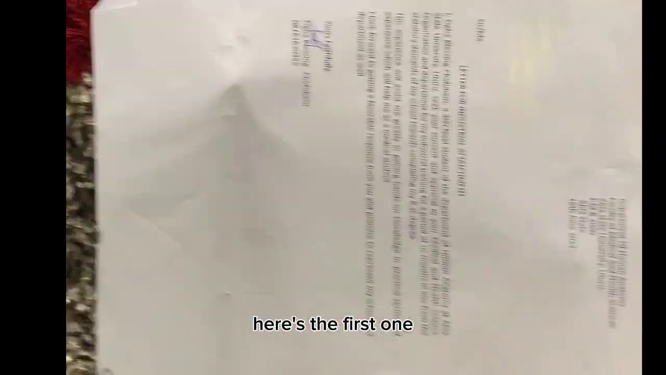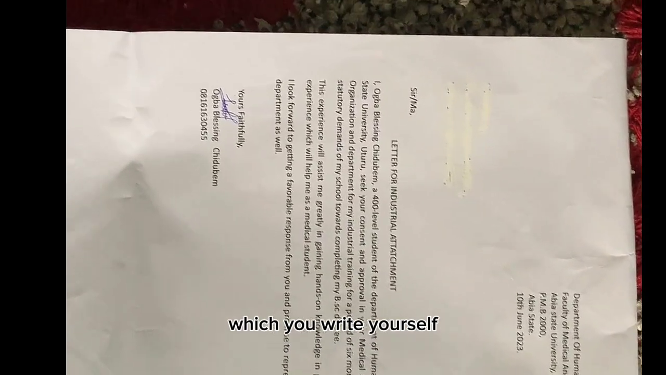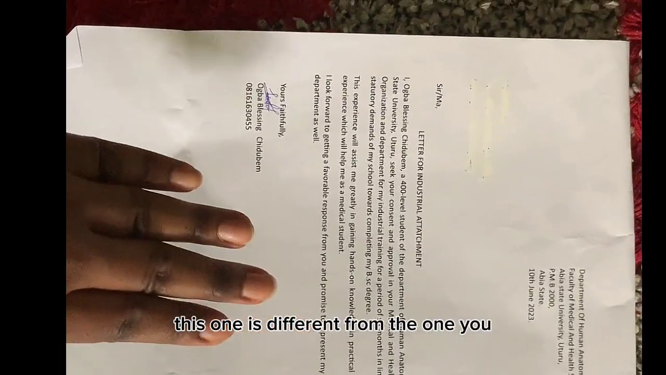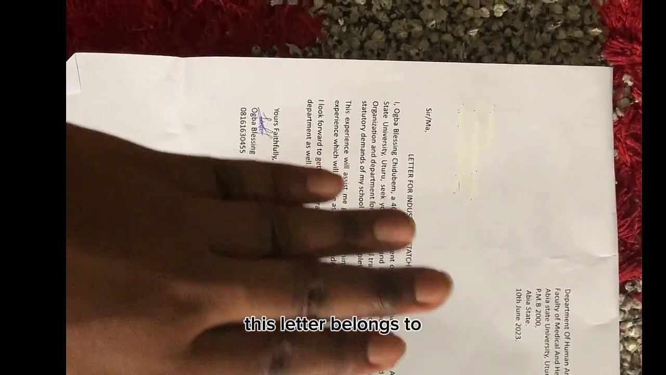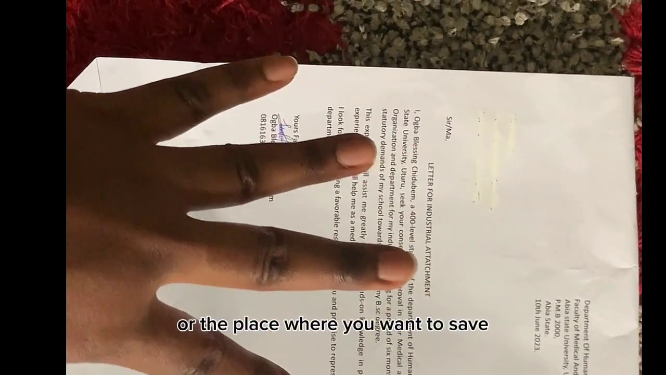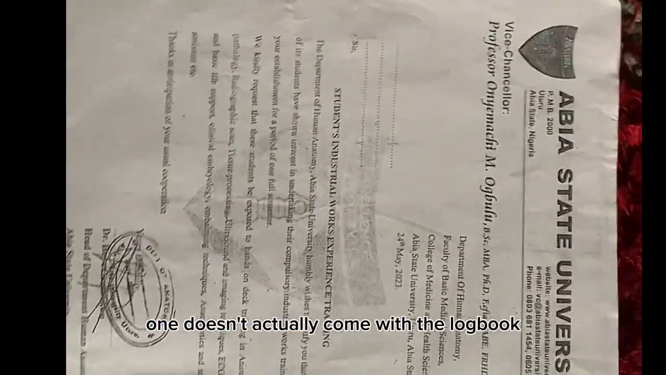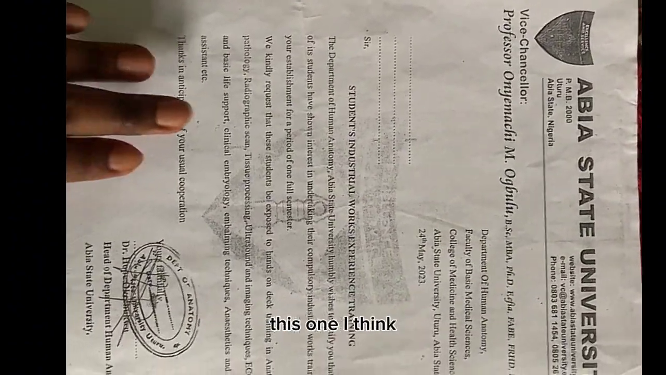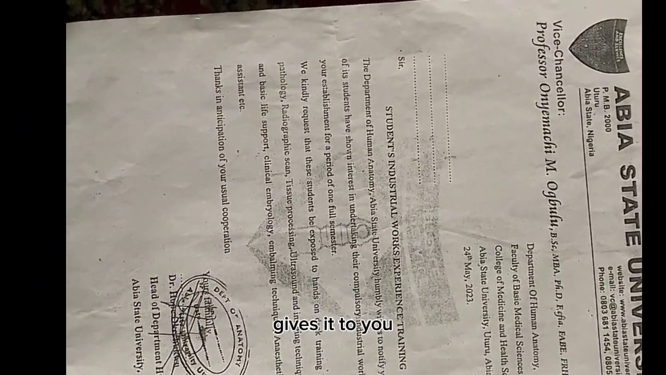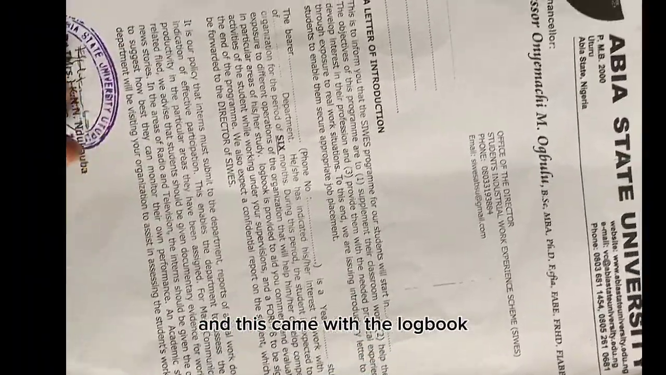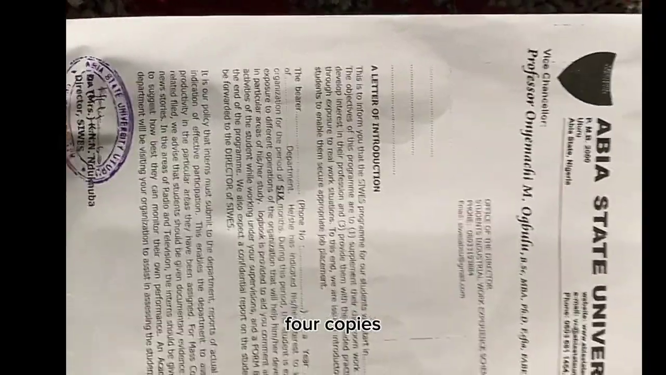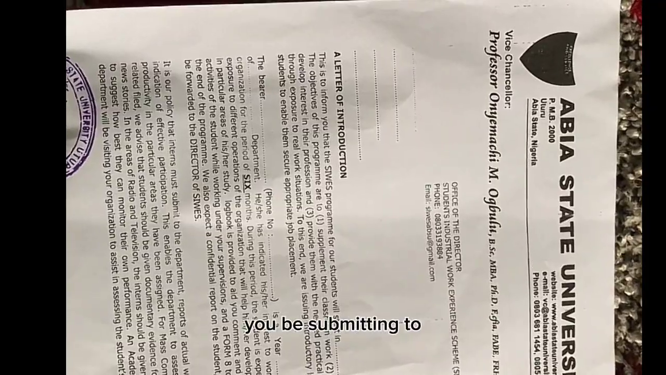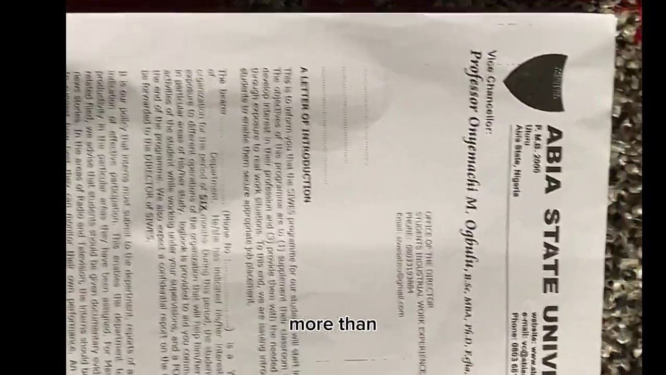This is the first one, which you write yourself. This one is different from the one you wrote to your lecturer, which got approved. This letter belongs to the hospital or the place where you want to serve. This one doesn't actually come with the logbook. This one, I think your HOD, your head of department, gives it to you. And this came with the logbook. It has about, I think, 4 copies in case you'll be submitting to more than one place.